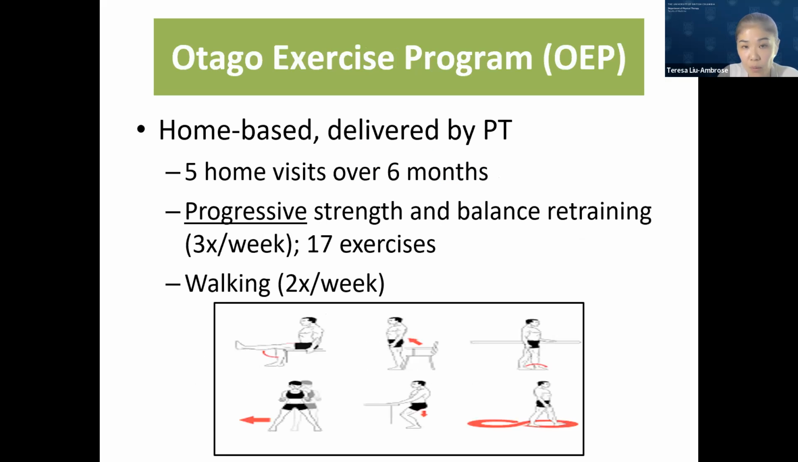In terms of the home-based exercise program, we delivered the Otago exercise program, which really originated from New Zealand and was developed by Claire Robertson and John Campbell. And it is a program designed to be delivered by physical therapists and includes 5 home visits over 6 months. I do want to highlight that it is meant to be a progressive strength and balance training program whereby individuals are prescribed a set of exercises based on their own capacity and to be done 3 times per week. In total, there are 17 exercises that are included in the OEP manual. And basically, the physical therapist with each visit would reassess the exercise programming and individualize and progress as able. In addition to doing the strength and balance retraining exercises, individuals were also recommended to walk twice a week for at least 30 minutes.